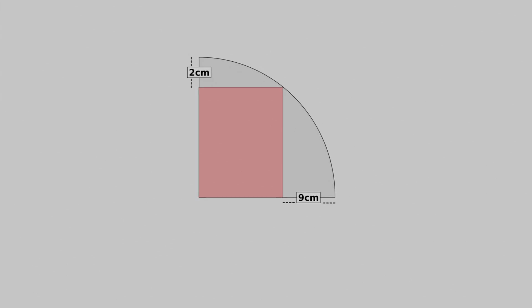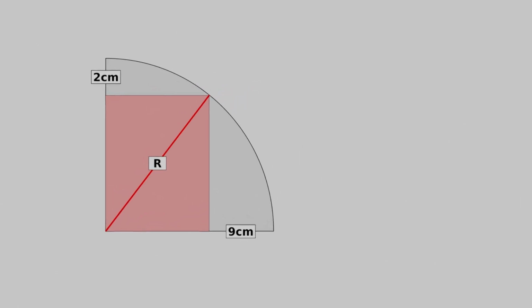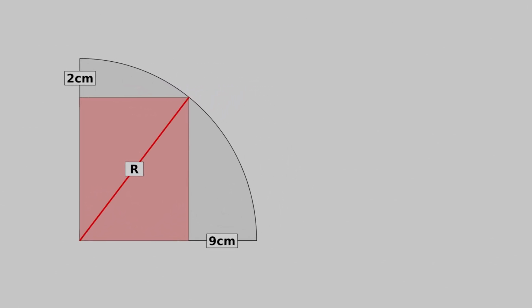The fundamental breakthrough in this problem is recognizing that the line segment connecting the center of the circle to the opposite vertex resting on the arc is by definition the radius r of the circle. This radius simultaneously acts as the diagonal of the rectangle.